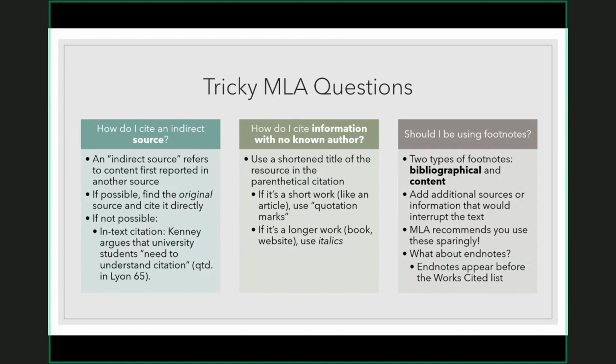Sometimes you won't be able to find an author for a resource. In your in-text citation, simply use a shortened title of the resource. MLA uses 2 types of footnotes, bibliographical and content. This is where you would put any additional sources or information that would interrupt the text or impact the readability of your paper. Only include them if they're really important. MLA recommends that you use them sparingly. If you're using endnotes, and again, only if necessary, they would appear before the Works Cited list.